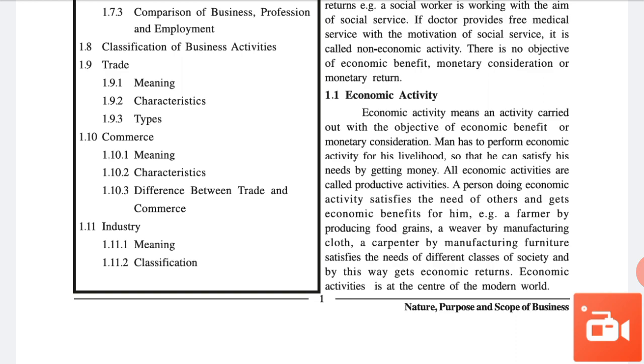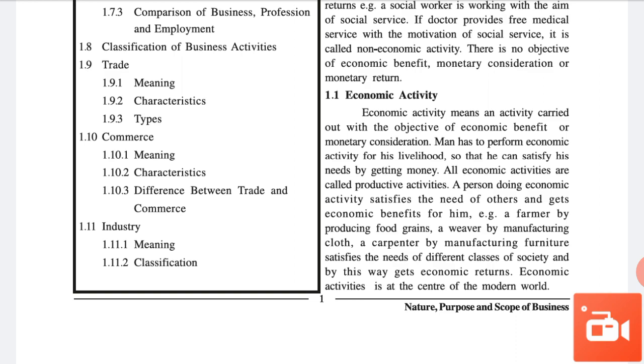Explanation in detail about economic activity. So, you should write the definition or meaning in examination. Start with the first line of this paragraph. Economic activity means an activity carried out with the objective of economic benefit or monetary consideration. This point you can write in examination as a definition or meaning. Man has to perform economic activity for his livelihood so that he can satisfy his needs by getting money.